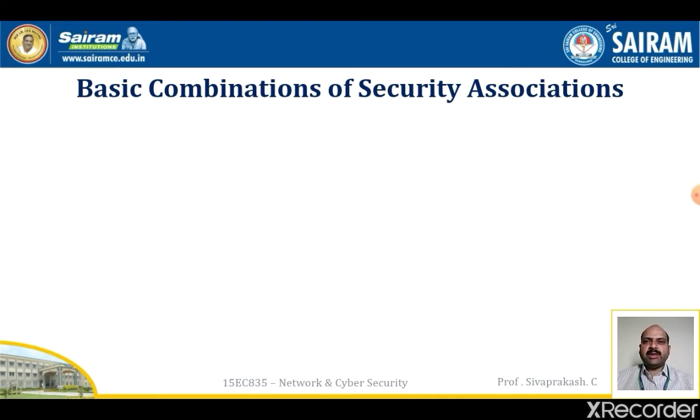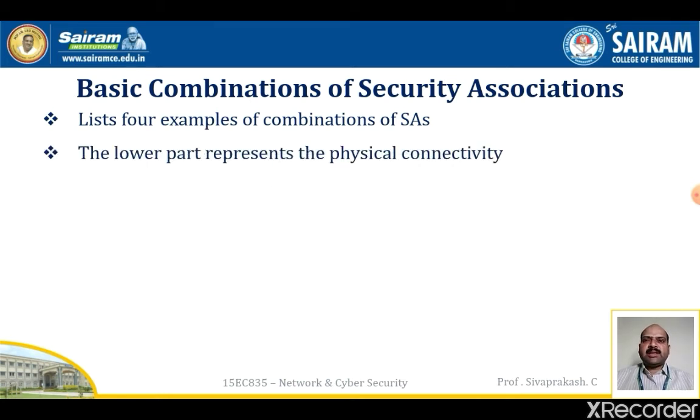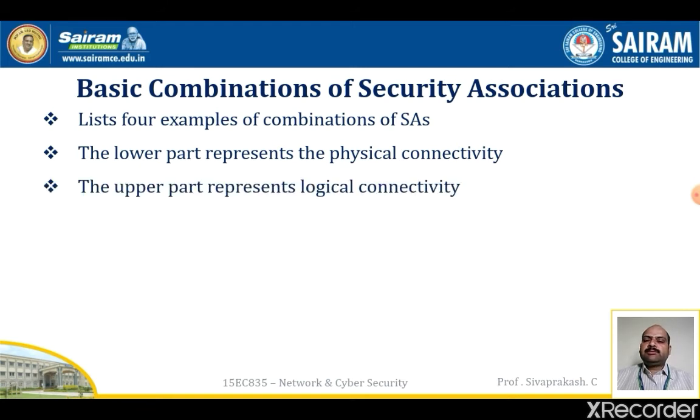The basics of combinations of security associations. The IP Security Architecture document lists 4 examples of combinations of SAs that must be supported by a compliant IP security host, for example a workstation or a server, or security gateways like a router or firewall. The figure illustrates the 4 combinations of the SAs. The lower part represents the physical connectivity. The upper part represents the logical connectivity.